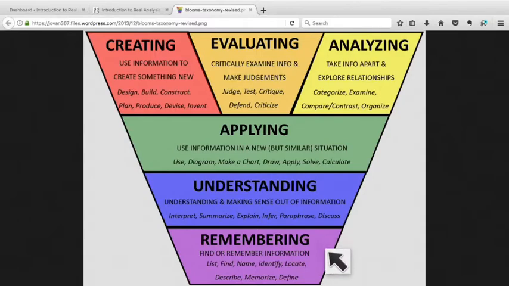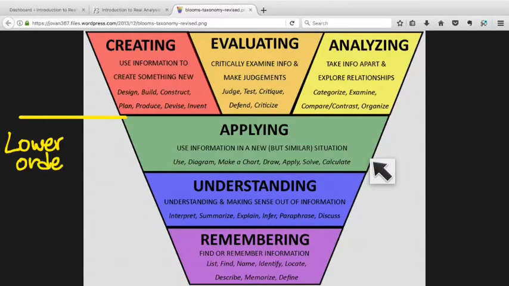And at the bottom of the pyramid, these first 3 layers are sometimes called the lower order thinking skills. Just because we call them lower order thinking skills doesn't mean that they're somehow not as good. They still will require you to do quite a bit of thinking. They're sometimes called the LOTS, L-O-T-S. Lower order thinking skills: remembering, understanding, and applying.